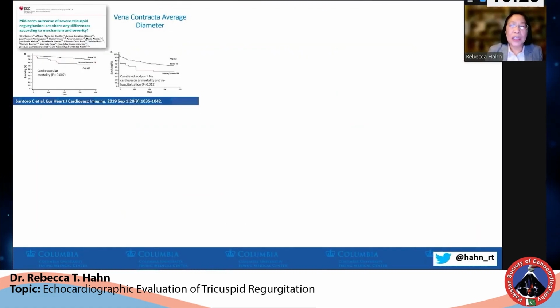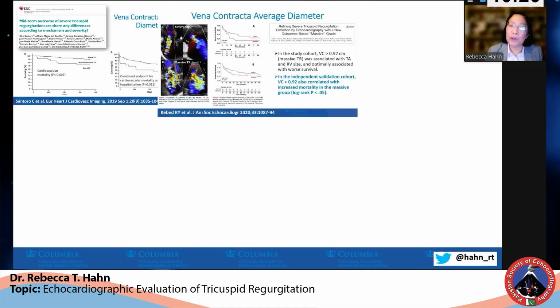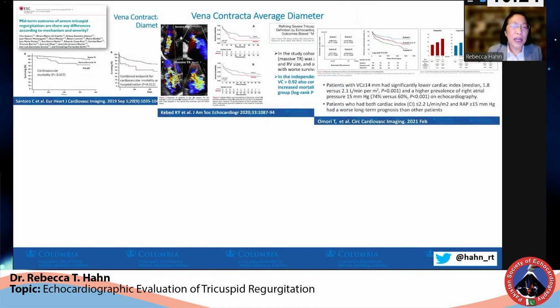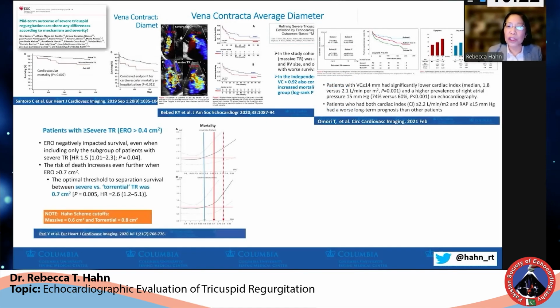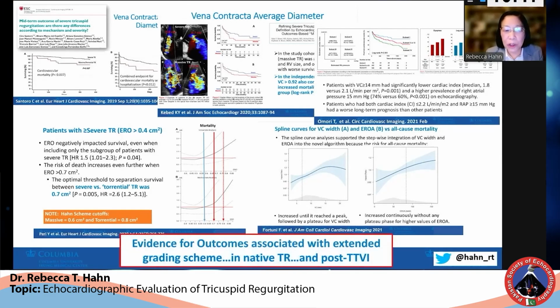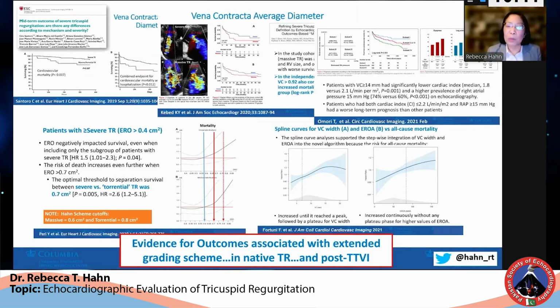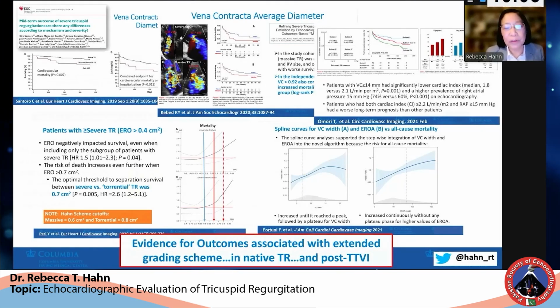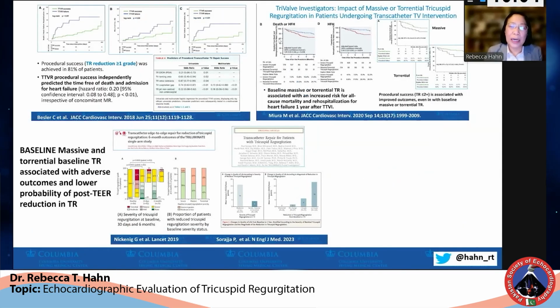Now, this grading scheme has been shown, using the vena contracta diameters as well as the effective regurgitant orifice area, to be associated with adverse outcomes. And so we now know that there's more and more evidence associated with the extended grading scheme in native disease, but also with post-transcatheter interventions. These are three of the studies, two of them early on, that showed that baseline massive and torrential disease was indeed associated with adverse outcomes.